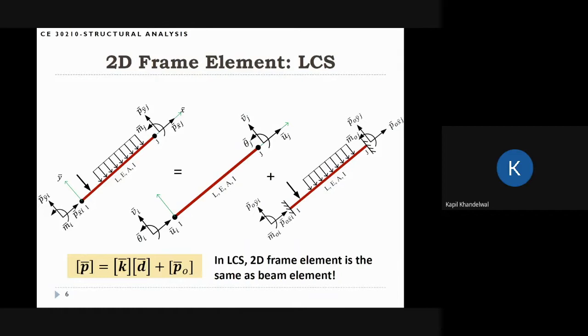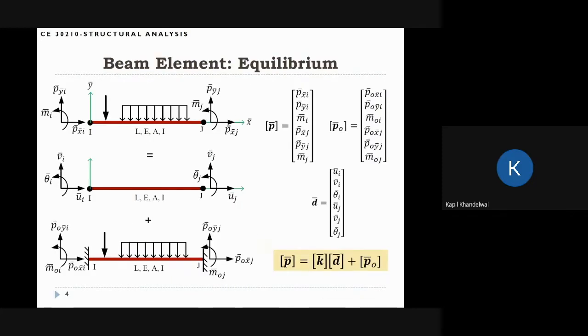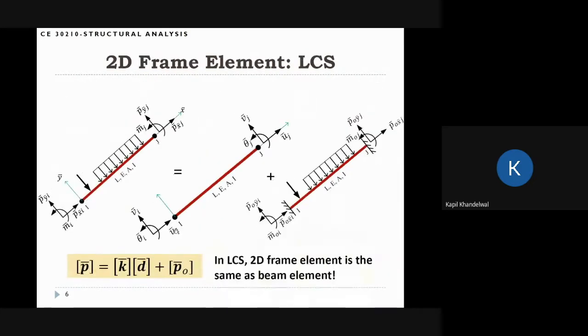So now, if you compare this, we can think about this as a frame element, but now we have expressed forces and displacements in the local coordinate system. And interestingly, in the local coordinate system, a frame element is exactly like a beam element. So this is nothing but the beam element that we have just rotated. So the one important observation is that in the local coordinate system, a 2D frame element is the same as a beam element. There is no difference between a beam element and a frame element in a local coordinate system.